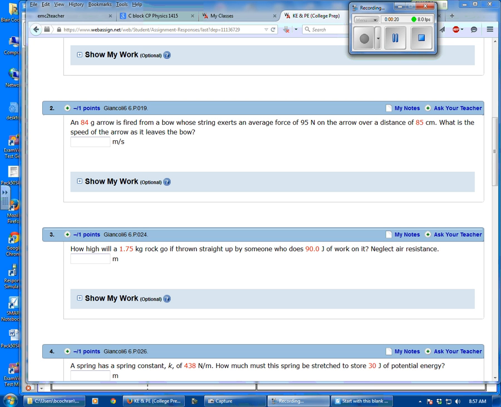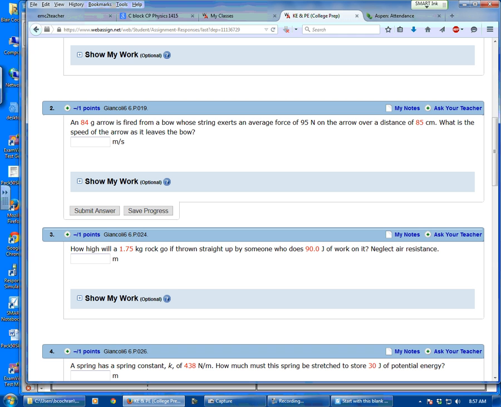So, number 2, we got this arrow. It's being fired with this force over this distance. What is the speed of the... So, we know, is the kinetic energy of the arrow changing? I would say yes, because in my experience of firing a bow, it usually starts from rest. You guys agree with that? Yeah. And then it leaves with a higher kinetic energy.